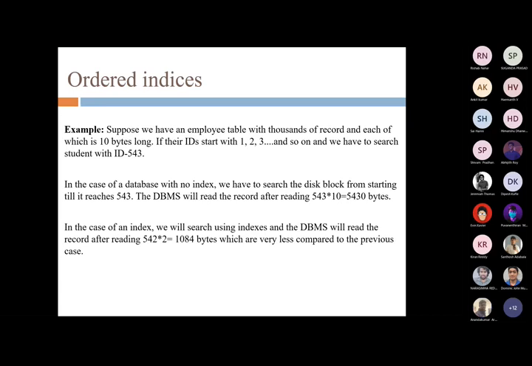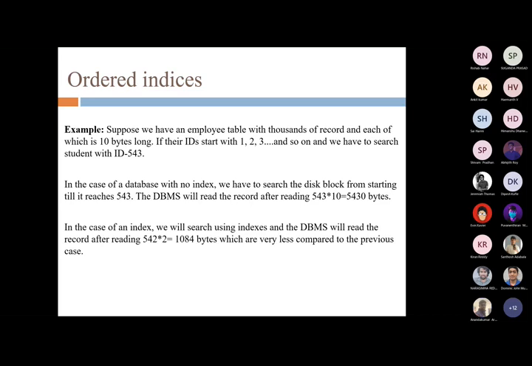Third index, secondary index, and so on, right? So if the indices are going to be ordered, it's known as ordered indices. For example, we have an employee table with thousands of records, with each record being 10 bytes long, right? So for example, if we are going to sort the records based on the IDs.